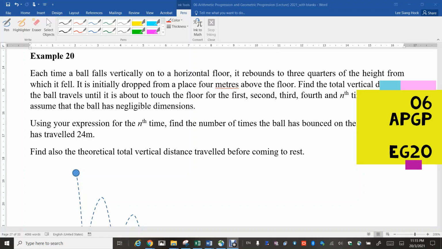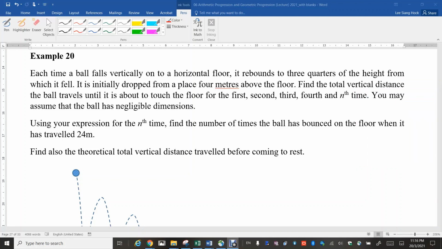Example 20, I give you 30 seconds to read the question. Okay, right. A ball is falling vertically downwards from a height, right?